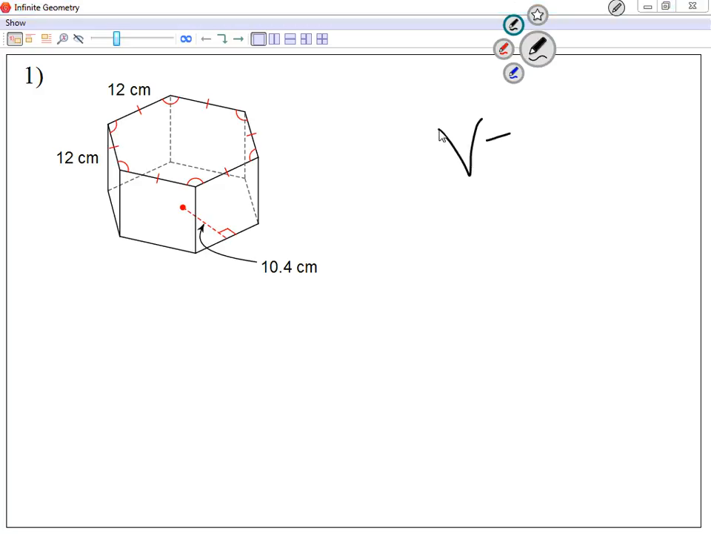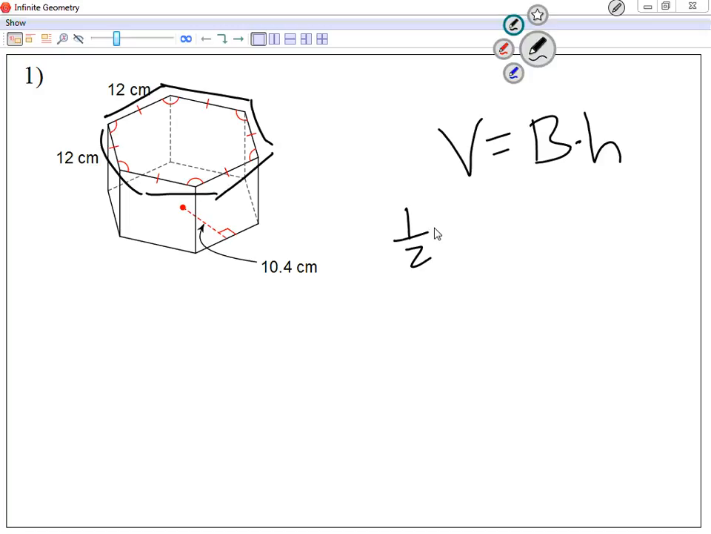So remember, the volume is the area of the base times the height. That's going to be a formula. The base in this case is a hexagon. Now remember, for the area of the hexagon, I go 1/2 times the apothem, which is 10.4, times the perimeter. For me to find the perimeter, since each side is 12, there's 6 of them, I'm going to go 12 times 6.